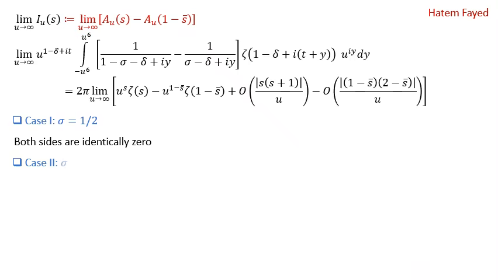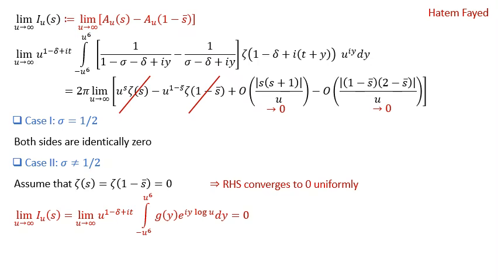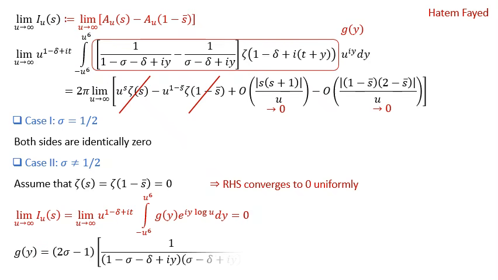For the second case, where sigma does not equal half, suppose that zeta of s equals 0, and accordingly zeta of 1 minus conjugate s equals 0. So these vanish, and as u tends to infinity, these also tend to 0, which means that the right hand side converges to 0 uniformly. So the left hand side must also tend to 0 uniformly, where g of y is this, which can be written this way.